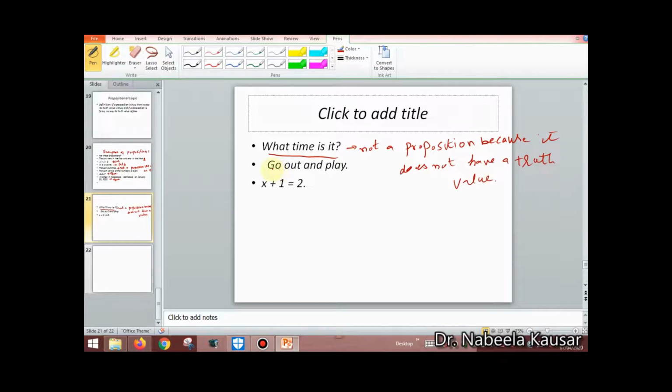Go out and play. Is it a proposition? No, it's not a proposition because it does not have a truth value.